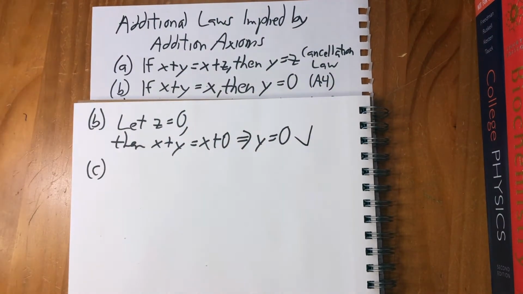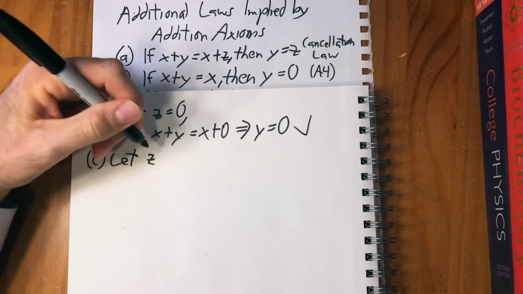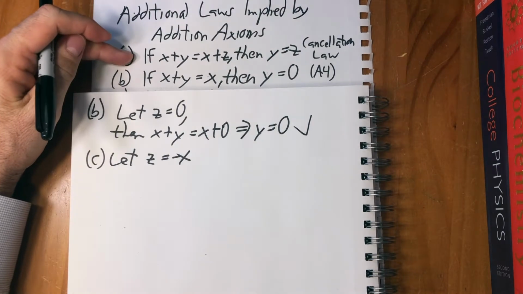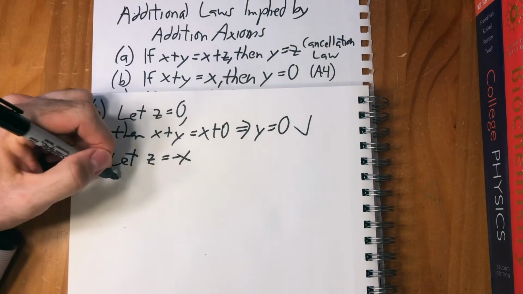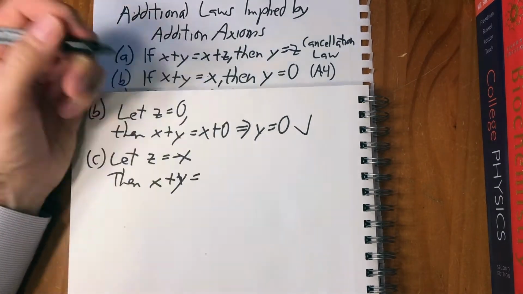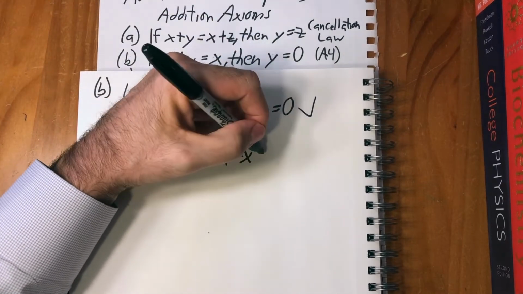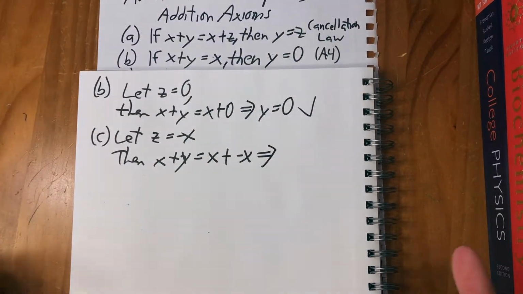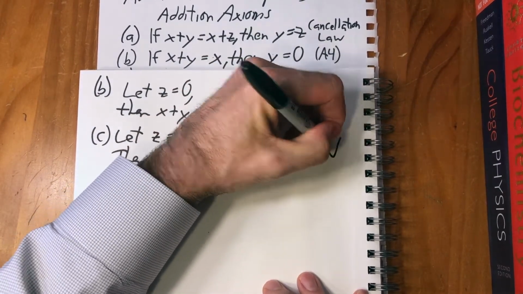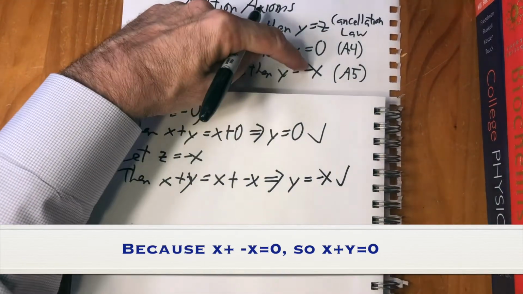For C, let z equal minus x in A. So we use the same rule once again, but this time we let z equal minus x. Then we have that x plus y equals x plus minus x. And that implies again that y equals minus x, which is just what we were looking for.